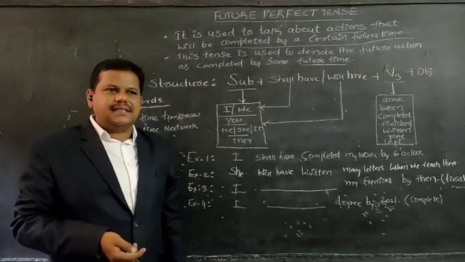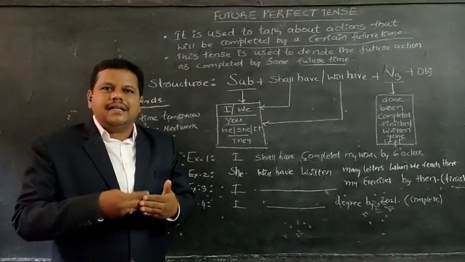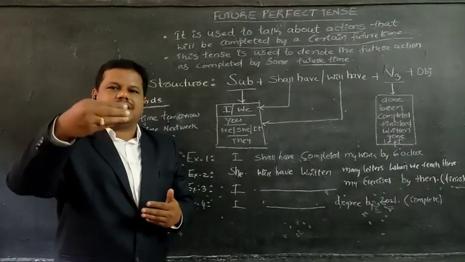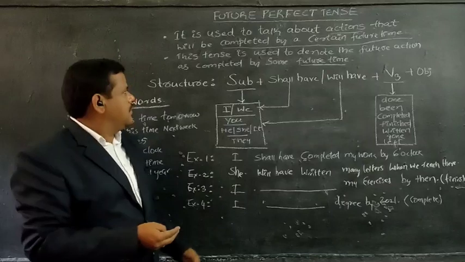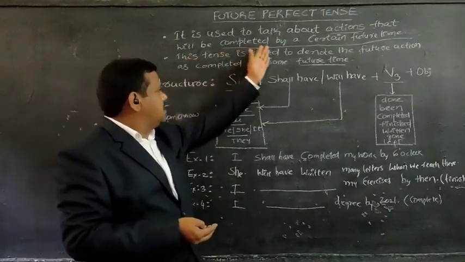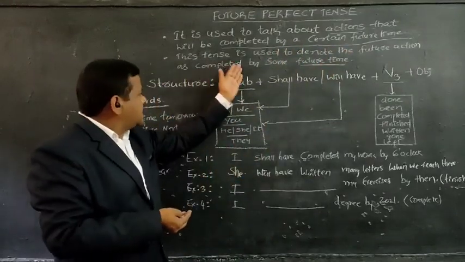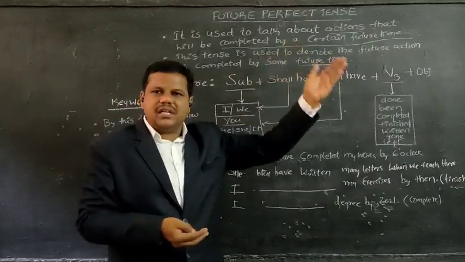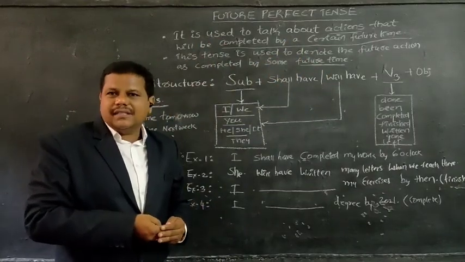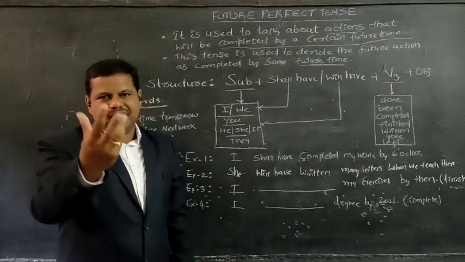So, when you see the sentences, you will clearly understand that the actions are going to be finished in future, even though those actions are in perfect form. So, another definition. See this one. This tense is used to denote the future action, the same way as completed by some future time, similar to the first one. So, what is that? Sentences will contain what? Future actions, even they are in perfect form.